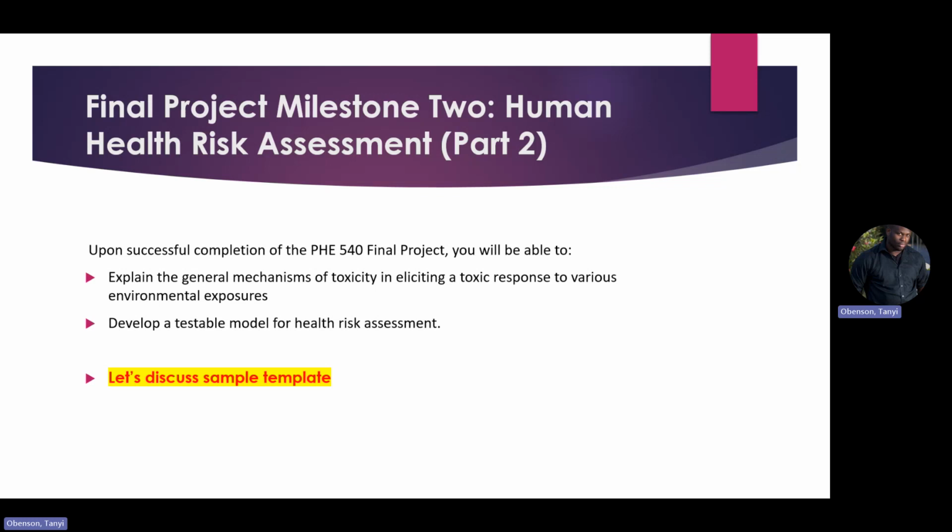So you're going to be doing a human health risk assessment, part 2 of your milestone. So this is going to be milestone 2. You already did milestone 1, where you identified the hazard, the who, what, when, where. And now you're going to be doing a human health risk assessment. Explain the general mechanisms of toxicity and eliciting a toxic response to various experimental exposures. Develop a testable model for health risk assessment. So let's look at a template, so you guys can see it's pretty much a continuation of milestone 1.